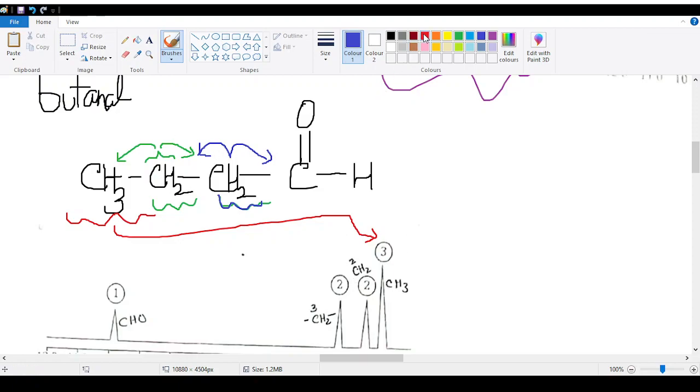As you can see in the graph, you're getting two different peaks for CH2. Both of them are responsible for CH2. And finally, you have the aldehyde functional group. This hydrogen is for this peak.